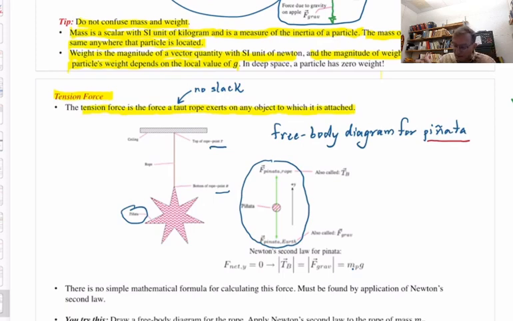Okay, there are two forces. There's a downward force, which I'll highlight right there, that I've labeled as the force on the piñata due to Earth. That's what we mean by the force due to gravity, F grav, vertically down. There's a force due to gravity. It's the force on the piñata due to Earth. That's the downward pointing green arrow.